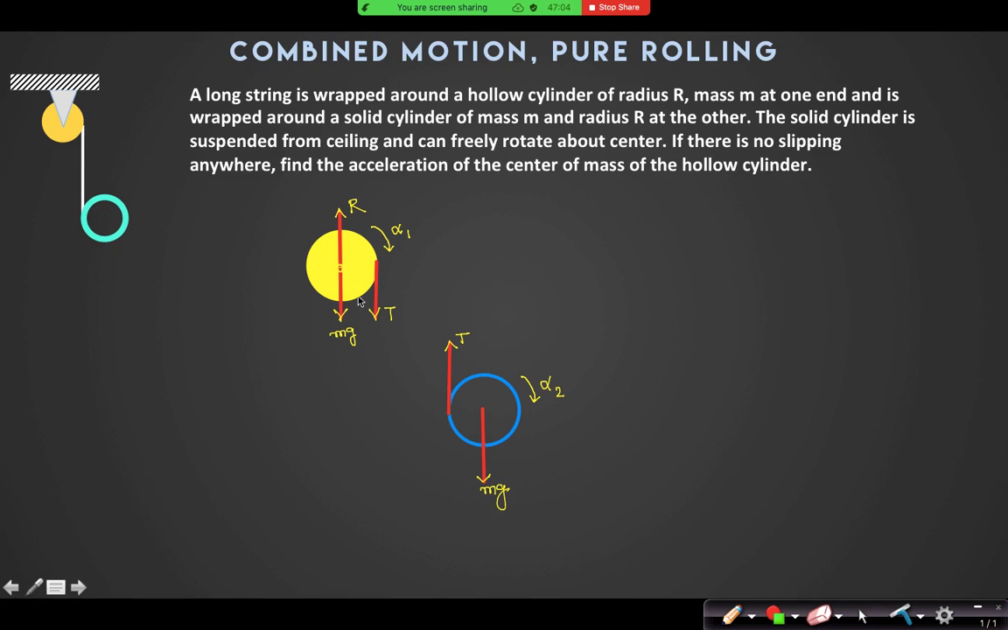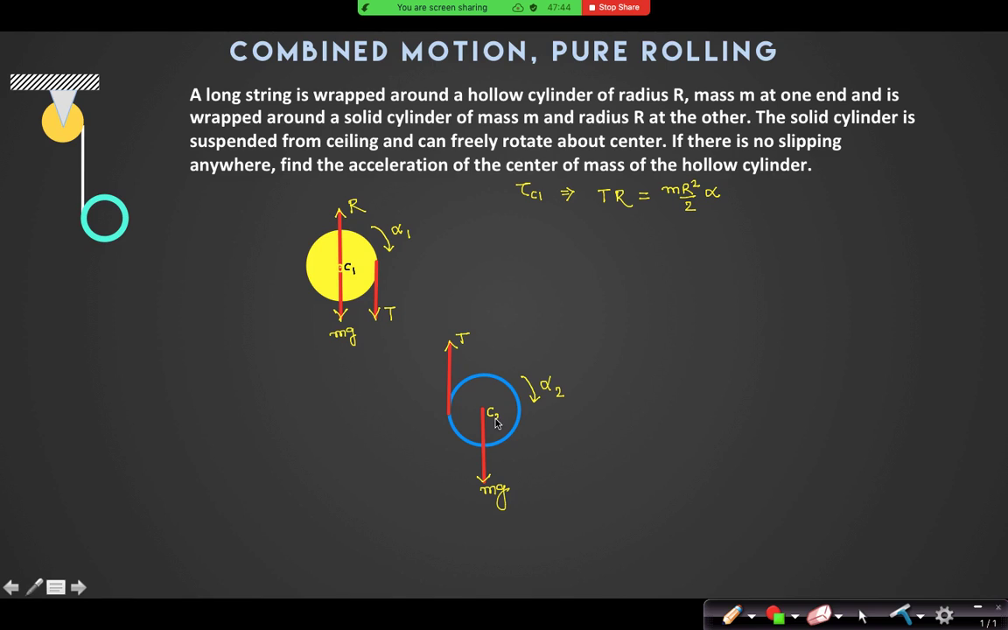For the first disk, about which point should I take torque? About the center of mass, that is the only pivot point. About center of mass C1 I can take torque. So torque about C1 is T into R. Can I write that as equal to I alpha? And what is I? Is it solid or hollow? The above one is a solid one. Okay, sir. Then I is mr square by 2, so it is mr square by 2 into alpha.